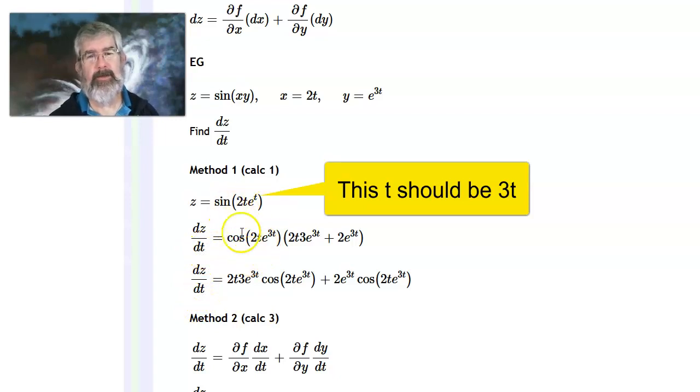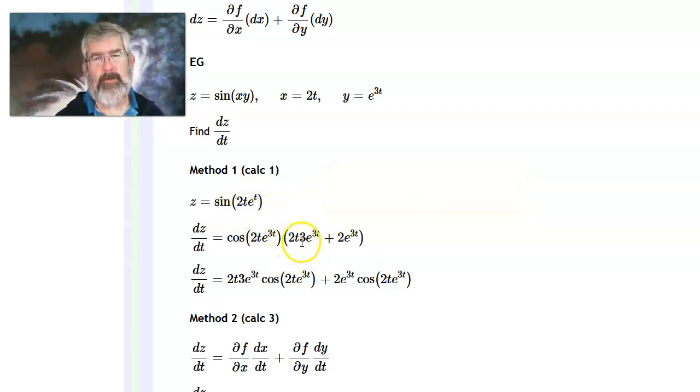This is the sine of something, so the derivative of the sine of something is the cosine of that something, and then the chain rule says take the derivative of the inside and multiply by that. So the derivative of the inside, well, that's a product. So I've got the 2t times the derivative of the e to the 3t, plus the e to the 3t times the derivative of 2t. And there you have the derivative.